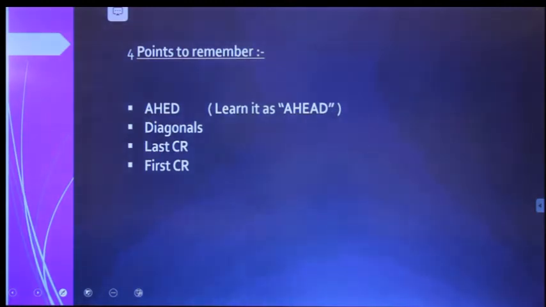Learn and derive these 7 formulas given to be said. First one is AHED. Make a note that the spelling is AHED, but you can learn it as ahead. Then we have diagonals. Diagonals obviously represent the diagonals of the matrices. Last CR and first CR. C represents your column, R representing a row.